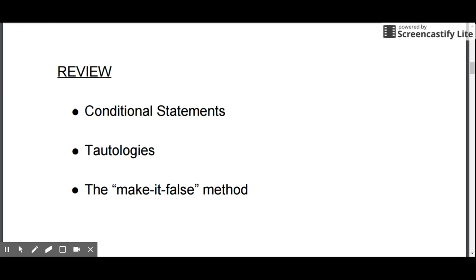Lastly, the make it false method. The make it false method is what we use to determine if a conditional statement is a tautology. Now, there are other methods that we can use for tautologies, but this is the best for conditional statements.